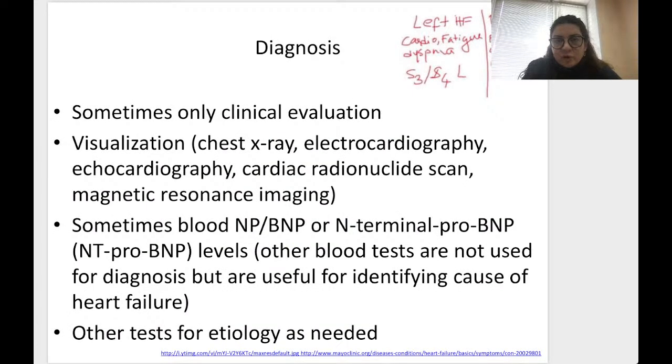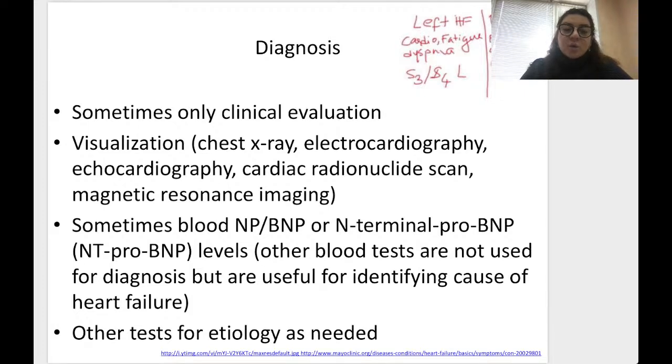Diagnosis in general for heart failure sometimes is based only on clinical evaluation. Please pay attention to it. For making the diagnosis of heart failure, you do not need any additional tests, no laboratory, no instrumental, no visualization, anything. Additionally, yes, but the main tool for diagnosing heart failure is your brain and your clinical investigation and conversation with the patient.